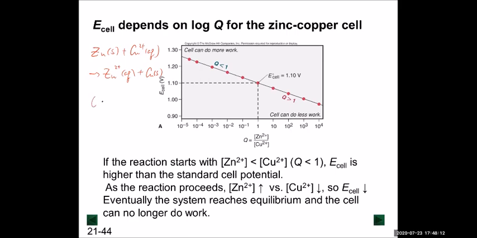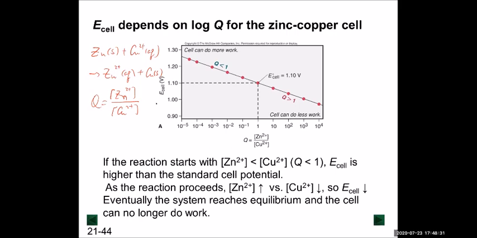And so the quotient for this reaction is the concentration of product over the concentration of the reactant. The solid concentration is treated as a constant, which is 1. So that's what the quotient looks like.